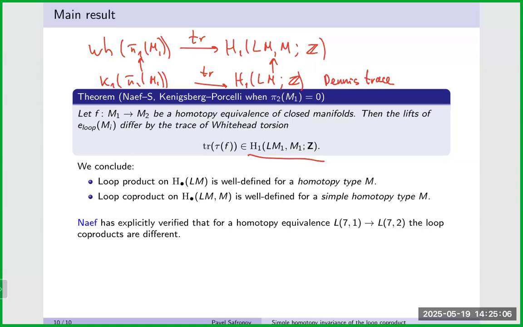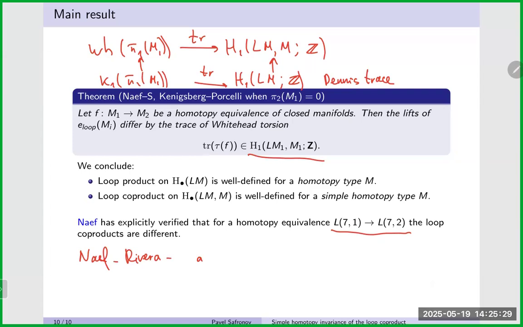And so Florian has computed explicitly loop coproducts for these two lens spaces, L(7,1) and L(7,2), and just explicitly saw that these loop coproducts are different. There was an extension of this result by Naef, Rivera, and Wall for more general lens spaces. So just seeing that this loop coproduct genuinely depends on this Whitehead torsion. Okay, so I'll stop here. Thanks.